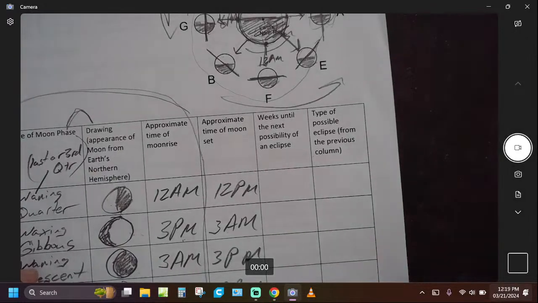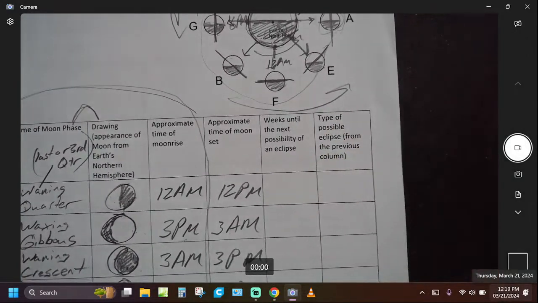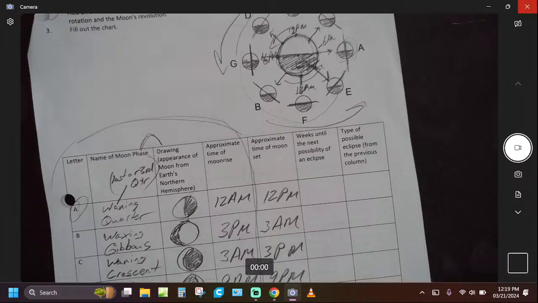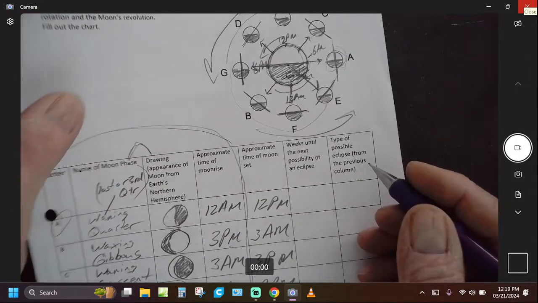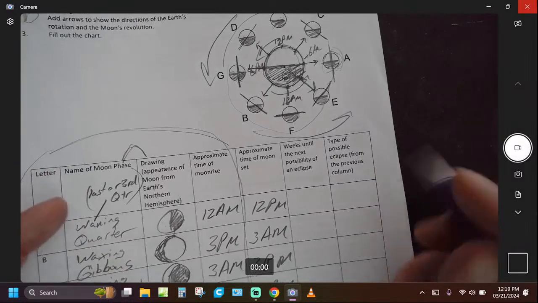It's approximate. So this doesn't ask you how many weeks it is until this time or that time. This one asks you about eclipses, like when's the next eclipse? So let me do this on the board.